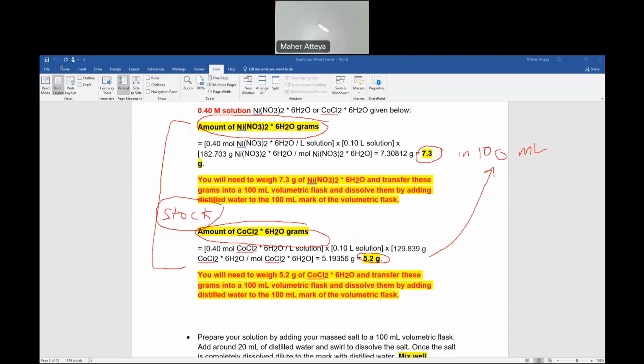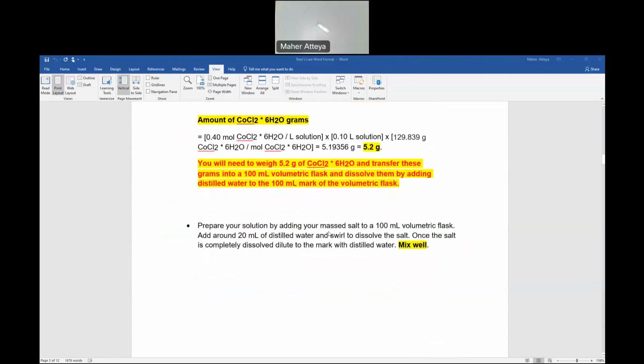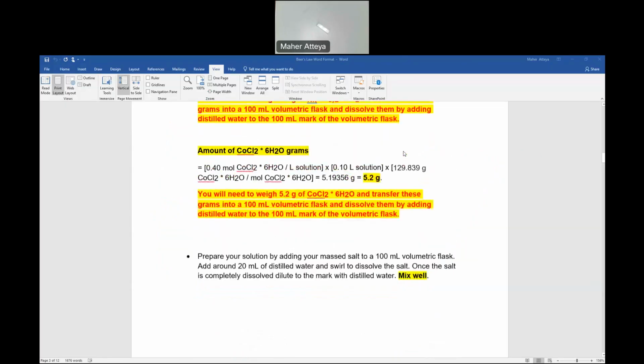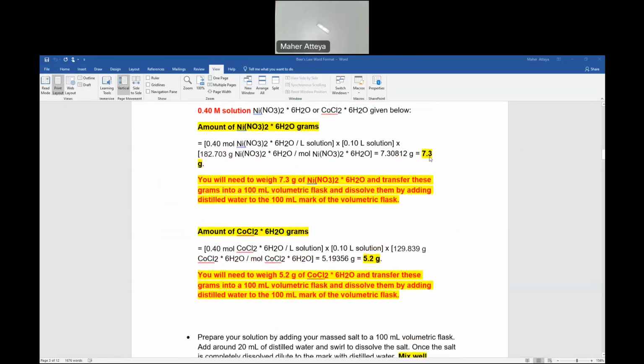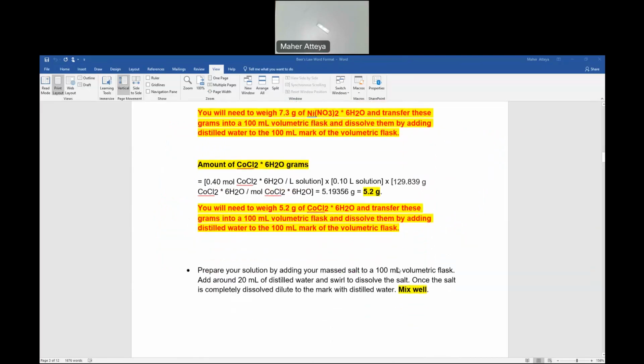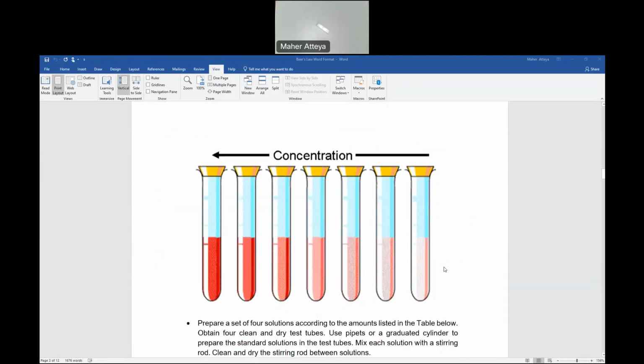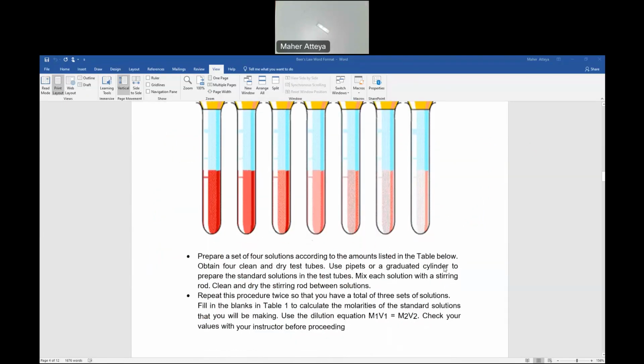When you are done with this preparation, take whatever grams you have, like 7.3 grams of nickel, in the volumetric flask. You fill them in, and then you mix them very well and shake them very well, because with crystals you have to make sure every crystal is dissolved. Then you have your stock solution inside your volumetric flask, the 100 mL volumetric flask.